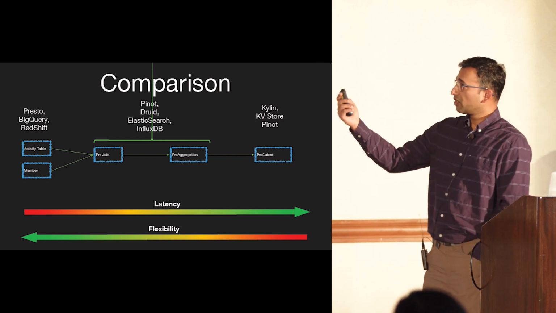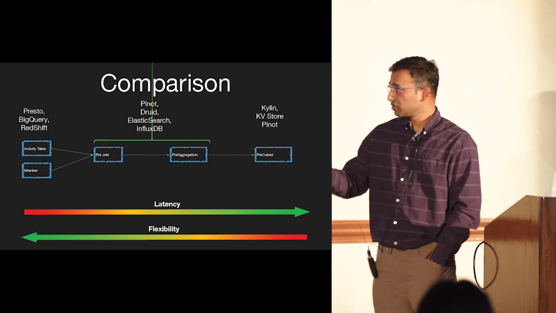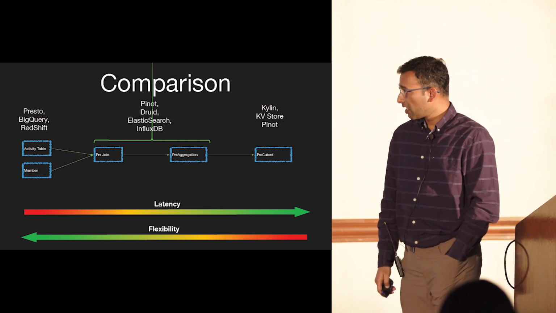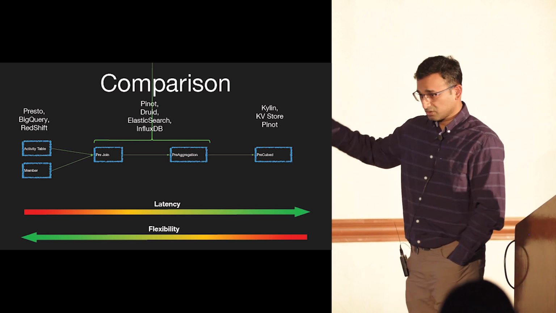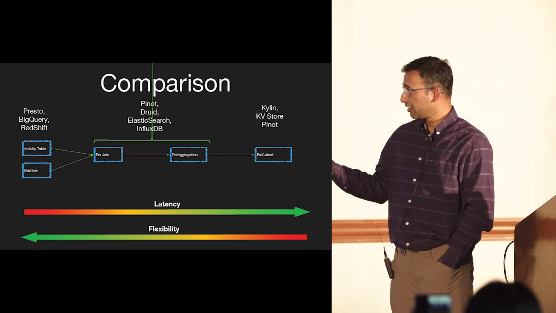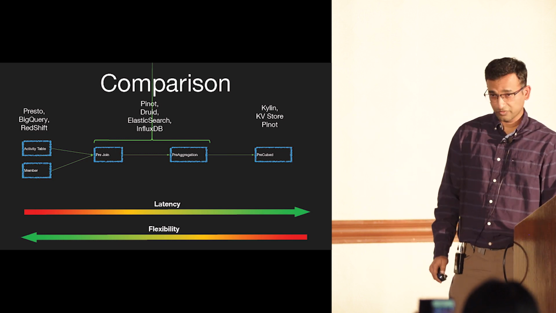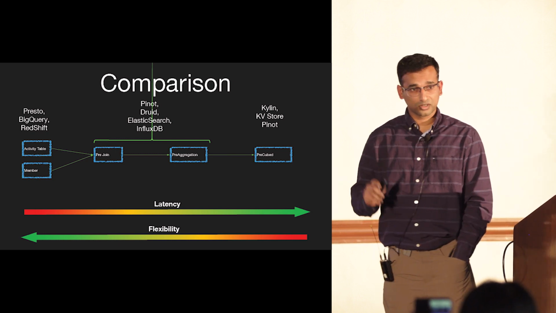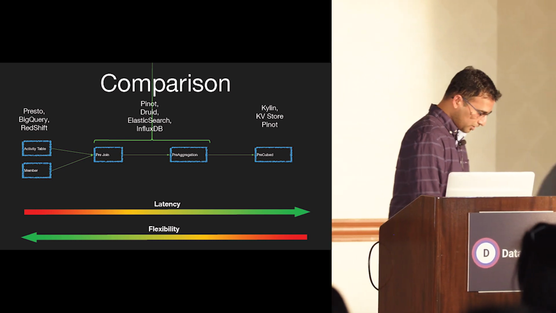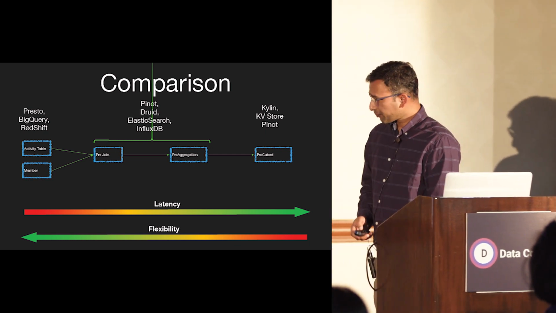In the middle part, you have something like Pinot, Druid, Elasticsearch, InfluxDB. All these are definitely possible solutions that you can pick up today. And if you go all the way to the right, this is where you pre-cube everything and then store it as it is. I put Pinot in this as well, if you have noticed. So I put Pinot in two places. As we get later into this session, we will see why I have put Pinot in both places.